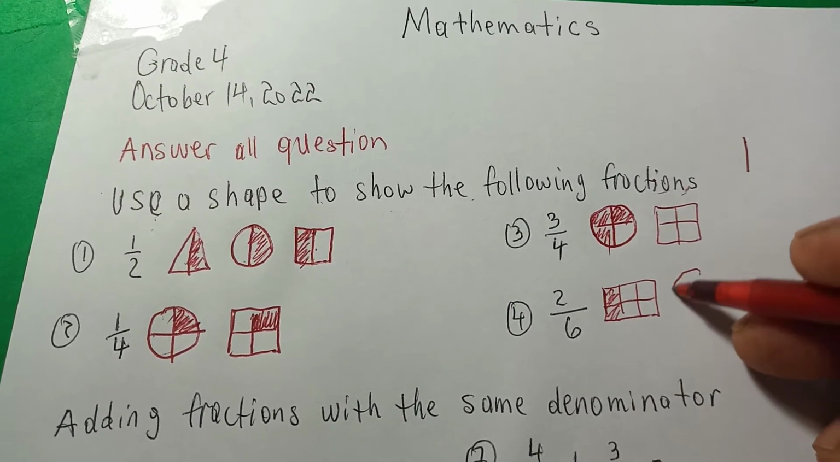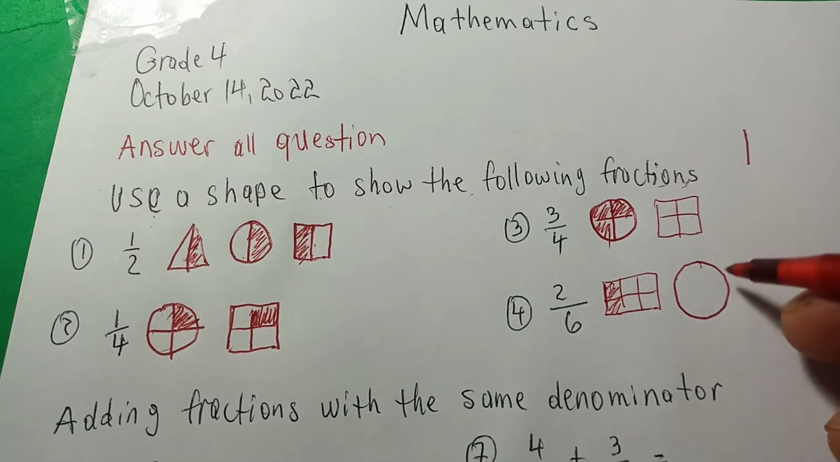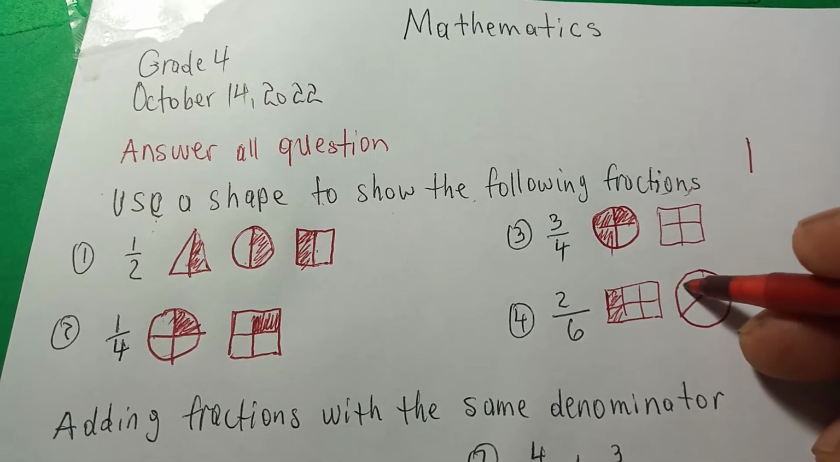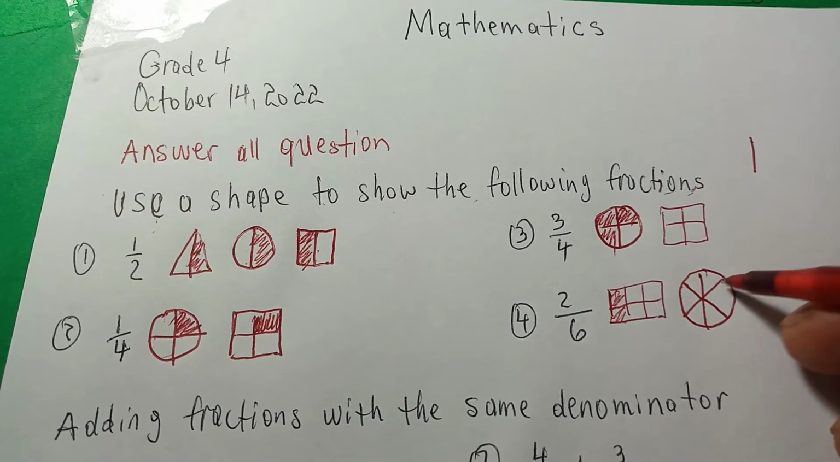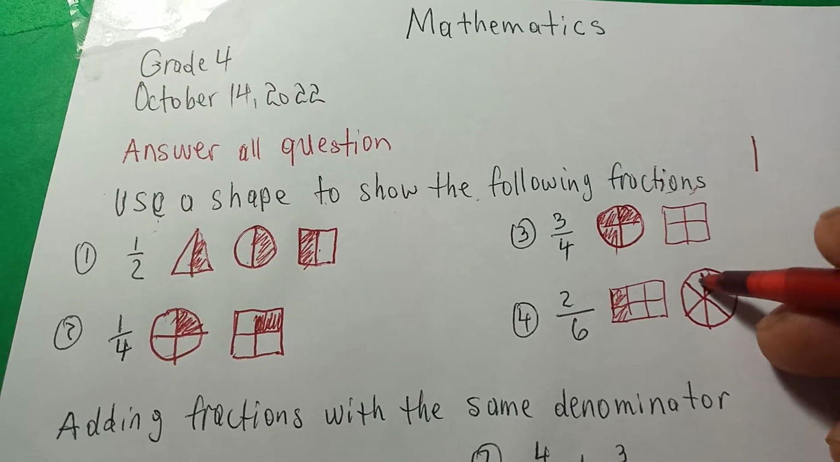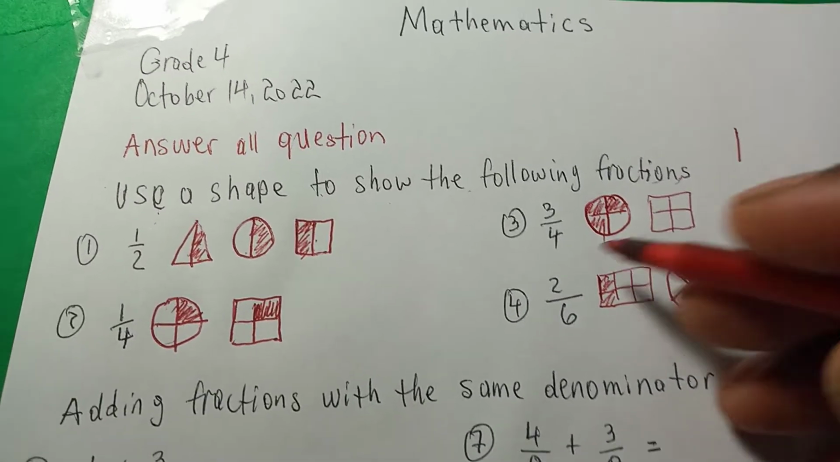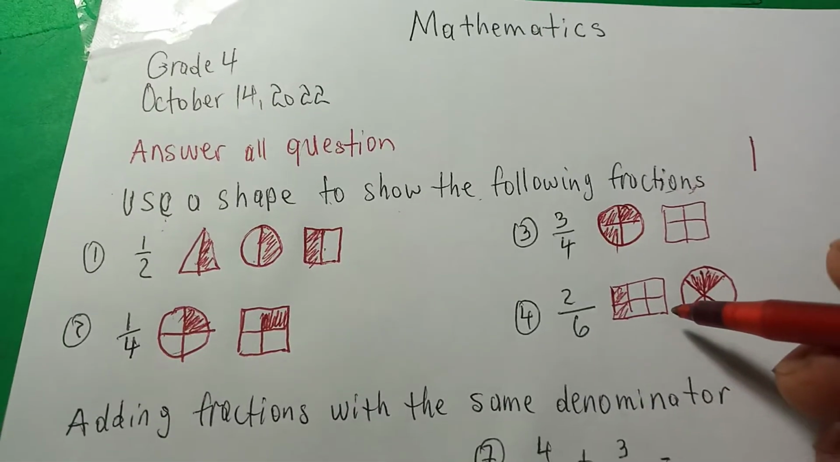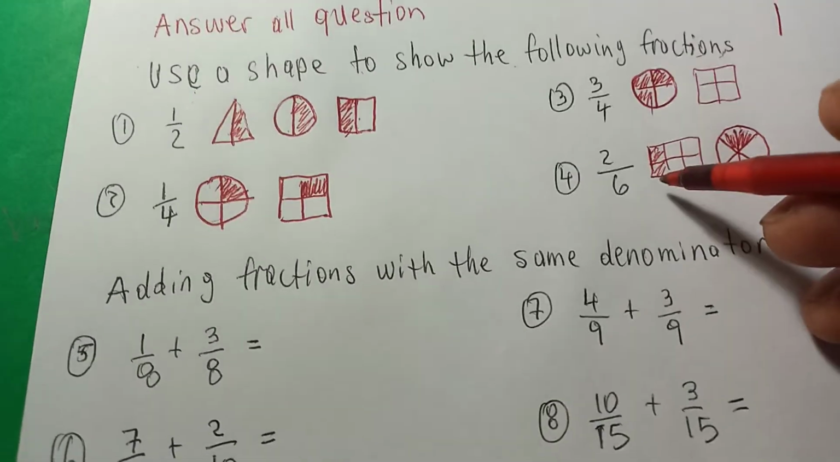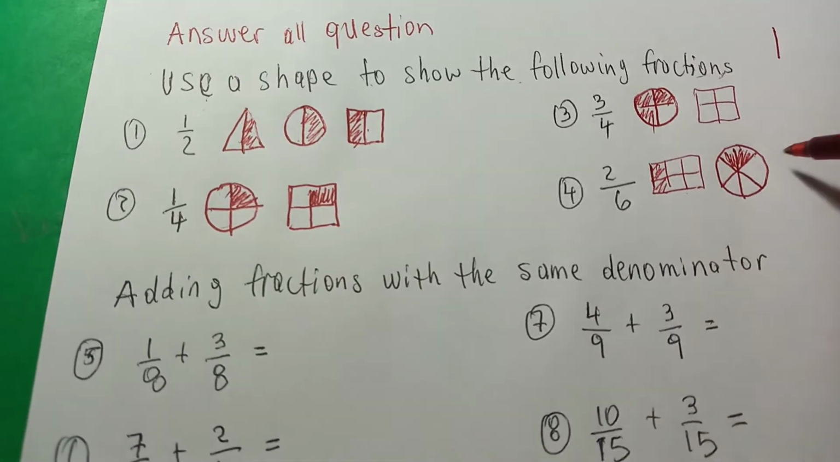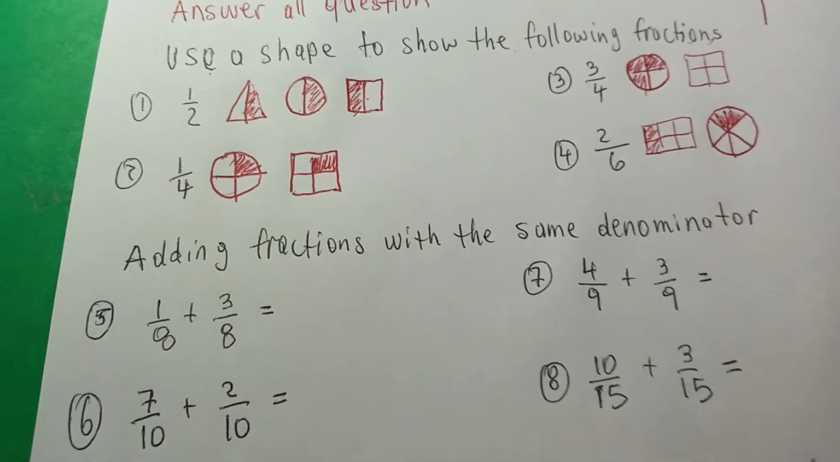And you could also use a circle, and you will have 6 pieces, and you're taking out 2 pieces out of the 6. Alright, you could use either a rectangle or you could use the circle.